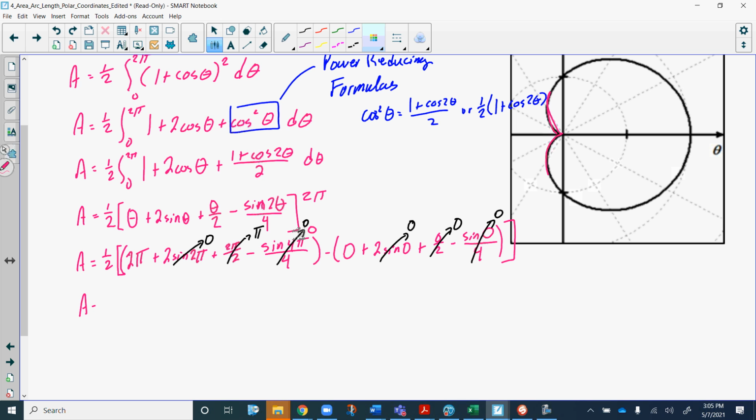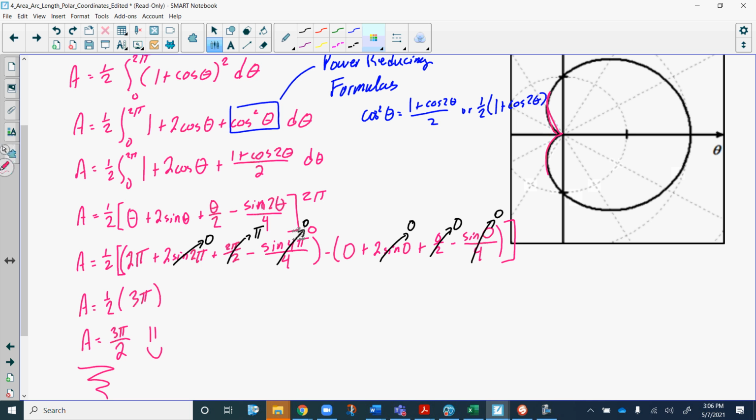So what I'm left with is my 1/2. I have 2 pi plus 1 pi, so that'll be 3 pi. Everything else is 0. So my area in this case is going to be 3 pi over 2. And there's my area of the cardioid. And that one particularly, I wanted to make sure that we did by hand because of the power reducing stuff for the cosine squared theta.